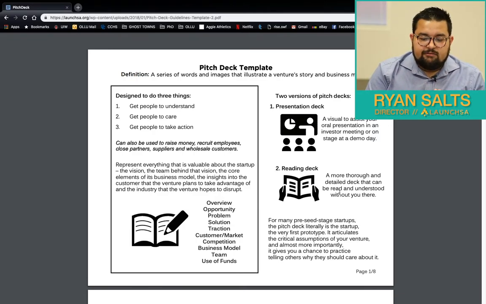If you are selected as a finalist, which we will announce towards the beginning or middle of May, you will have the opportunity to then present a pitch deck, meaning a presentation deck that will be more visual, and you will be using that to present to our judges in person.